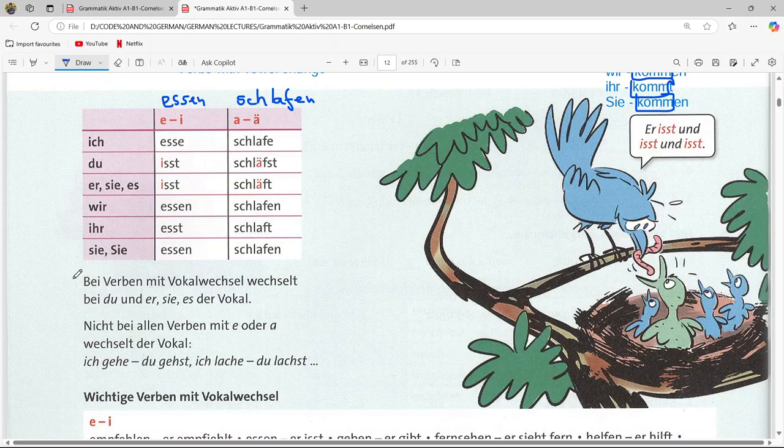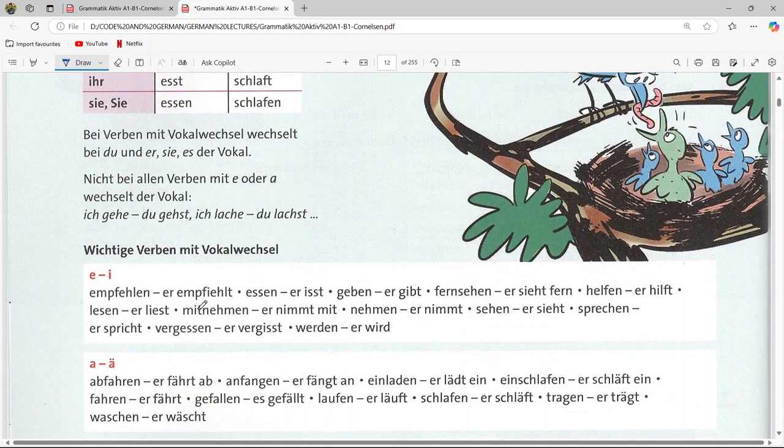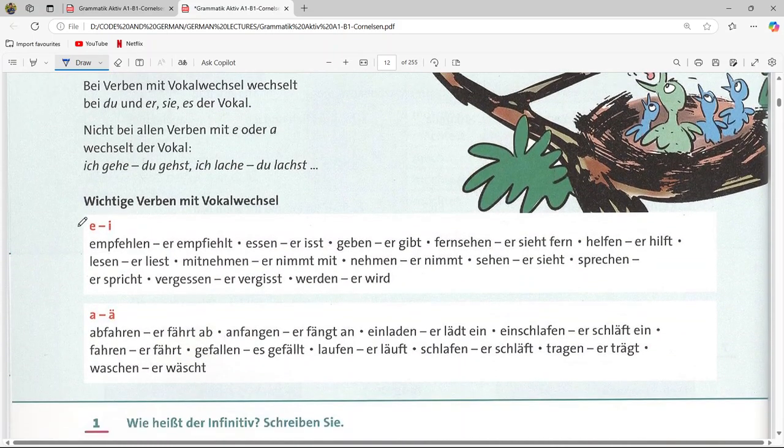Okay, so bei Verben mit Vokalwechsel wechselt bei du und er, sie, es der Vokal. So mostly in these two cases there is a vowel change. Okay, and nicht bei allen Verben mit e oder a wechselt der Vokal. Like not all verbs have vowel changes. Okay, and they have shown some important verbs with vowel change. So important verbs with vowel change.